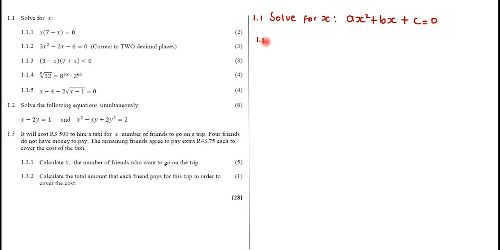So let's go ahead and look at 1.1.1. Now 1.1.1, we can see that here we are given x into 7 minus x, this is equal to 0. Now here you can already notice that this is in a factored form, so this means x can be 0, or 7 minus x is equal to 0, and I can just take this minus x across. That way it will be 7 is equal to x, or I can rearrange it and write it like that. So this one was very easy. So let's go ahead and look into the second one.